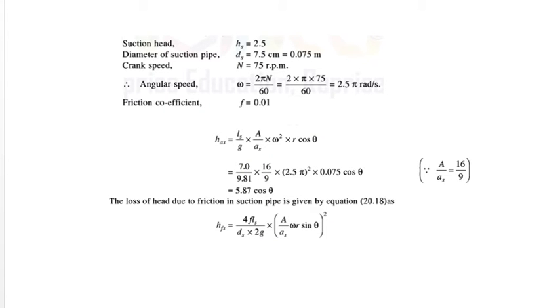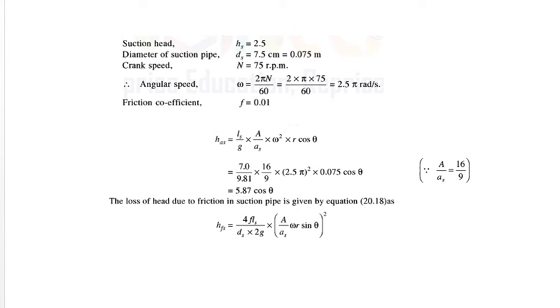Suction head is given 2.5 meter. Diameter of suction pipe is 7.5 centimeter, that is 0.075 meter. Crank speed is 75 rpm. With the help of this speed you can calculate the value of omega, 2 pi N by 60, that is 2.5 pi radian per second. Frictional coefficient is given in the question, that is 0.01.